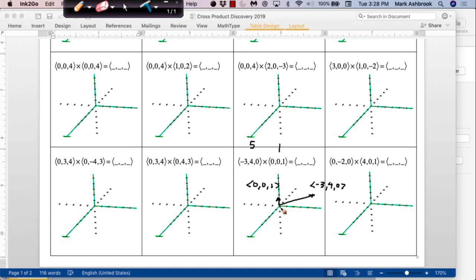So it's this way. And what's the magnitude of it? 5. So it's going to be into the first quadrant such that it's orthogonal to this vector and also orthogonal, it's in the xy plane, so it's orthogonal to 0, 1, 0, and the magnitude is 5.